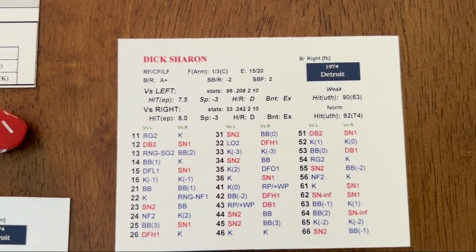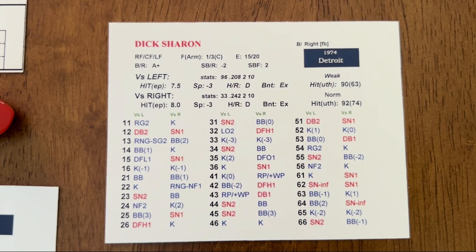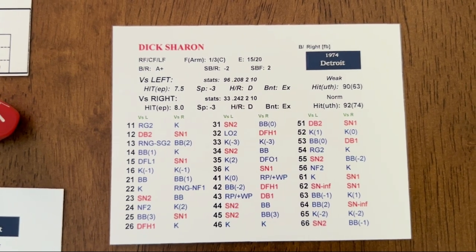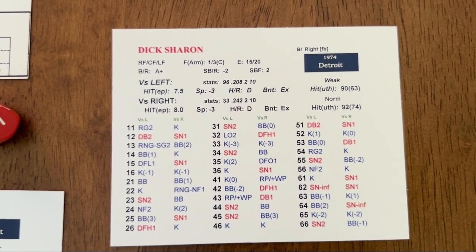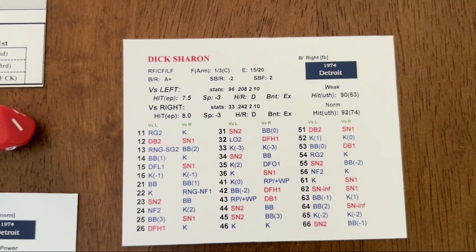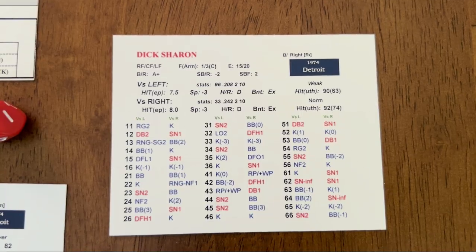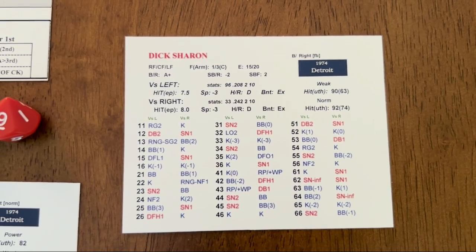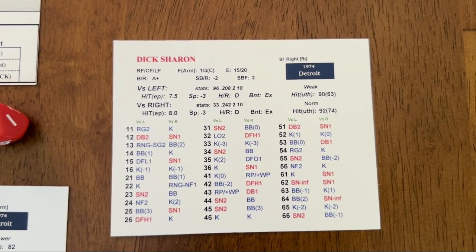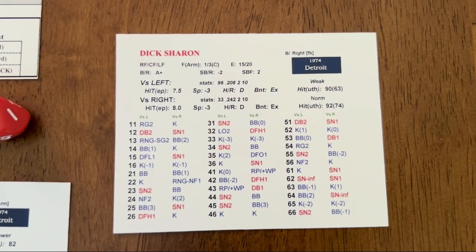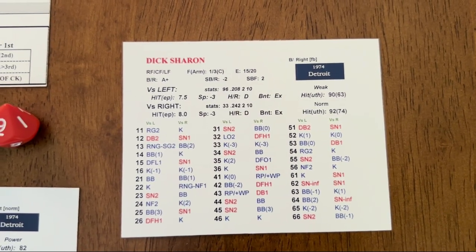Notice that Dick Sharon is an A plus base runner. That's the best base running rating you can have. Kind of an anomaly on this Tigers team. There's a lot of slow footed, plodding base runners on this 1974 Tigers team. Probably one of the reasons why they didn't have a great record. But Dick Sharon's an exception to that. He's an A plus. So let's say he's on first base.